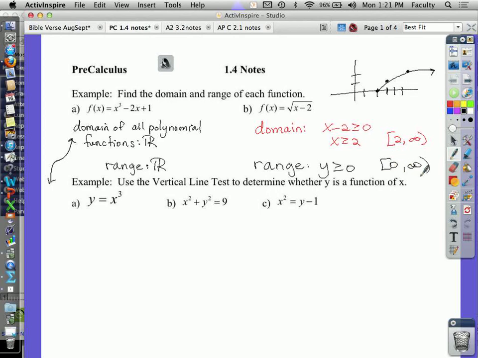Okay? All right, now in the next example, it says use the vertical line test to determine whether y is a function of x. So what I want you to do is take a moment, if you need to, make a table, but make a sketch of the graph of each one of these and determine whether it's a function or not.